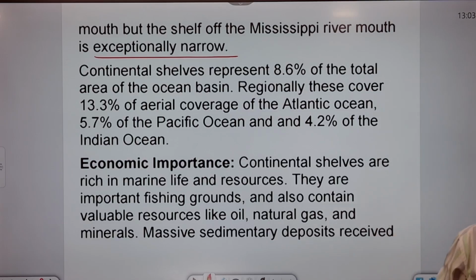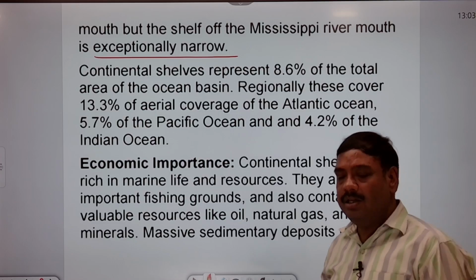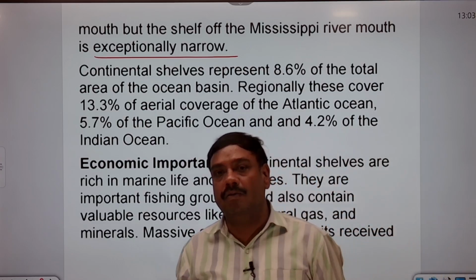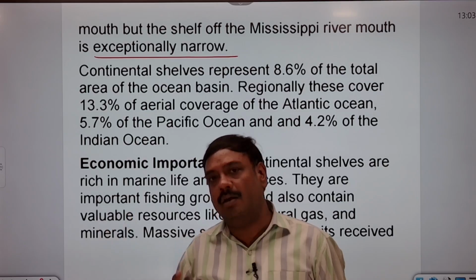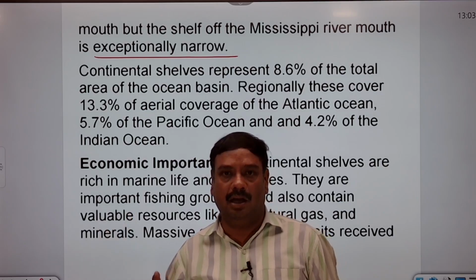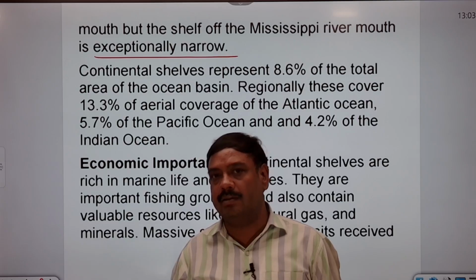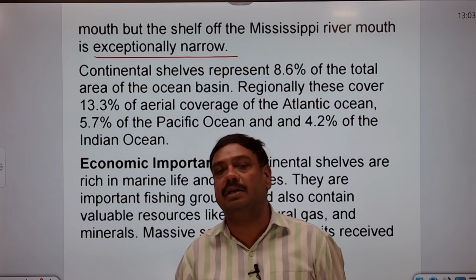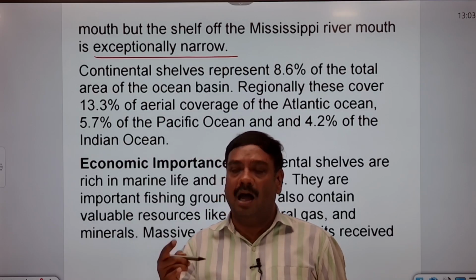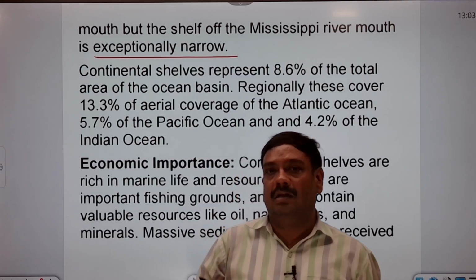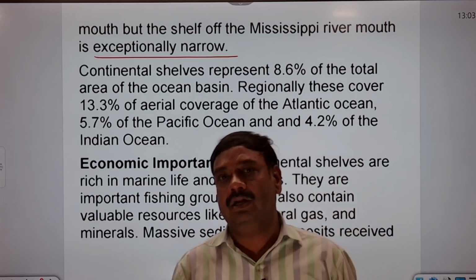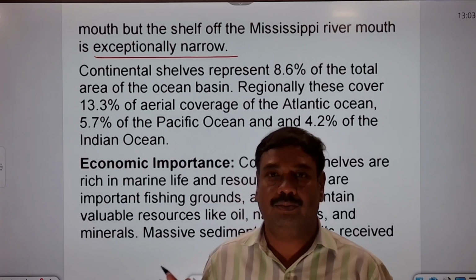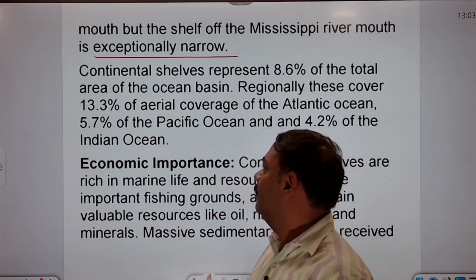But what you have to remember is that, apart from this, in most regions the continental shelf would be wider where the continental margins do not have any mountain ranges. It is basically the plain region. And wherever mountain ranges are present, they lessen the width of the continental shelf and make it narrow. Got it? It is one of the major reasons.